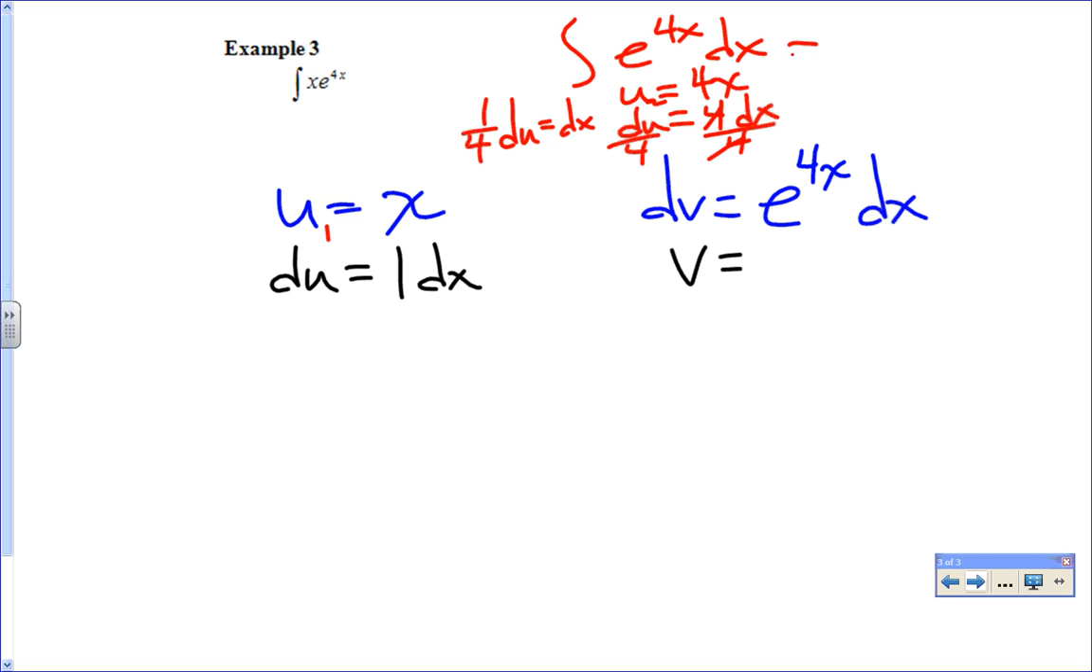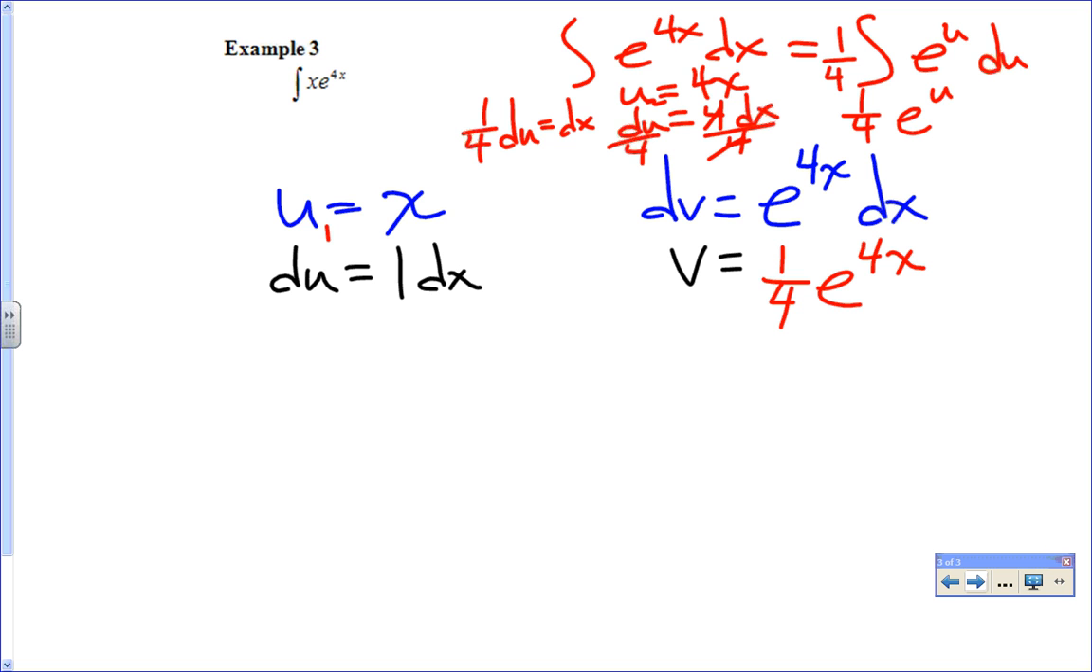Sorry, I didn't leave myself a whole lot of room here. So as I rewrite it, it's 1/4 du and e to the u, right? Now why do we always go for e to the u? The antiderivative is e to the u. That's why we do that one. And so 1/4 e to the u. We could put plus a constant, but that's going to come later anyways. And so you put 4x back in, so it's 1/4 e to the 4x. Are we in agreement with how I got to what v was?